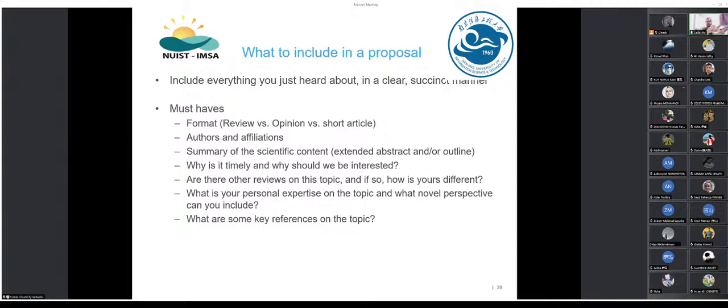If there are other reviews on this particular topic or in this particular field, why your review or why your topic is different. This should be clearly mentioned. And if you have any personal experience with that topic, or if that topic is new for everyone, you should write those down. And you have some references.